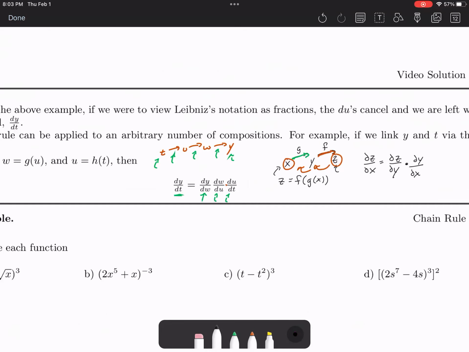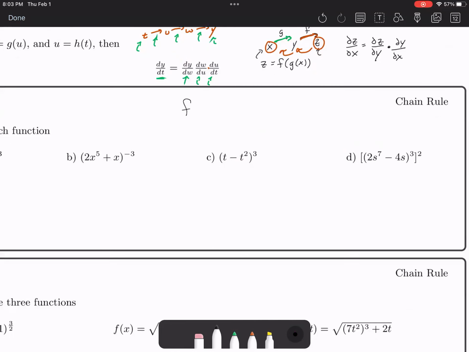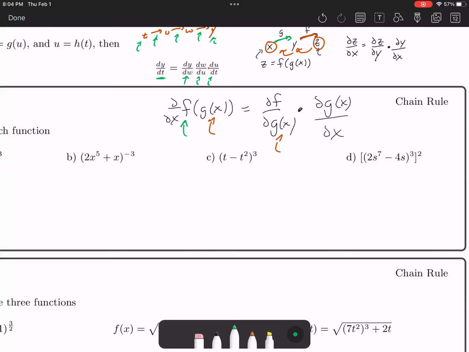So in short, you just differentiate the outside function first. So I'm going to differentiate the f function, and I'm going to differentiate it with respect to what's on its inside, which is the g of x function. And then I'm going to multiply by the derivative of the g of x function with respect to x, because that's what's on the inside of the g function.